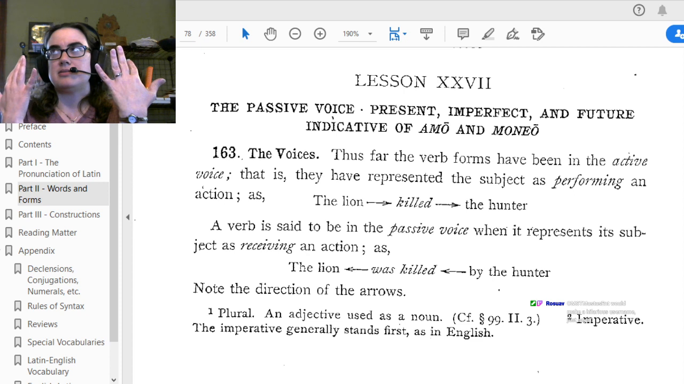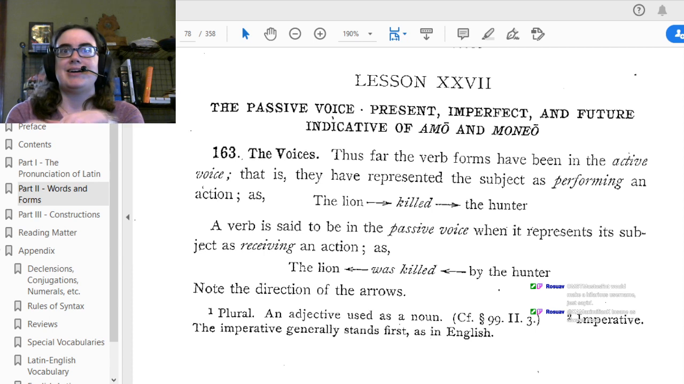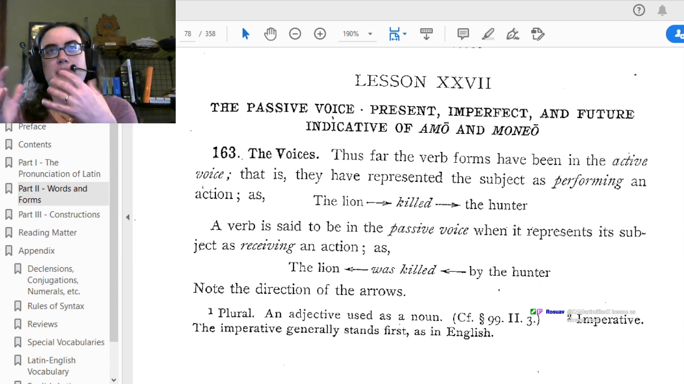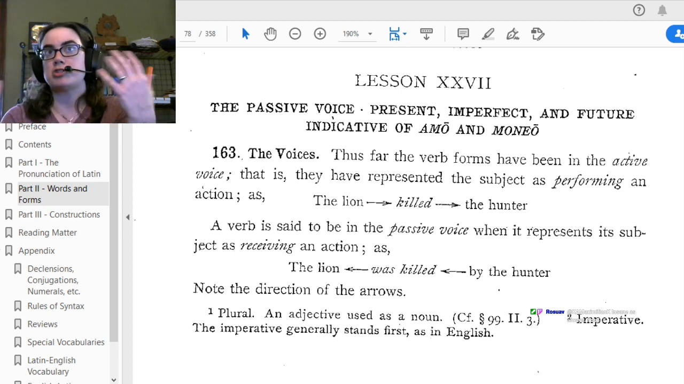But it thankfully is a lot simpler than how we form the passive in English. Because in English, you have to know the passive participle, like broken. It is broken. And you don't have to know those forms in Latin. You just have to know -r, -ris, -tur, -mur, -mini, -ntur.